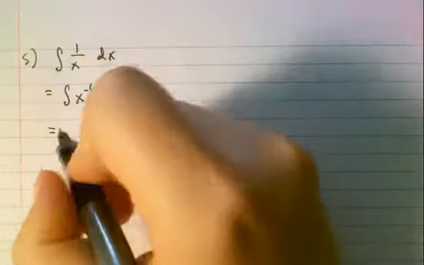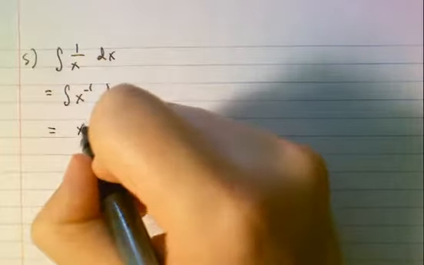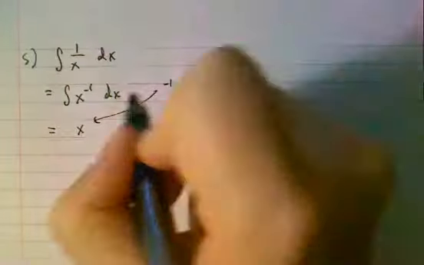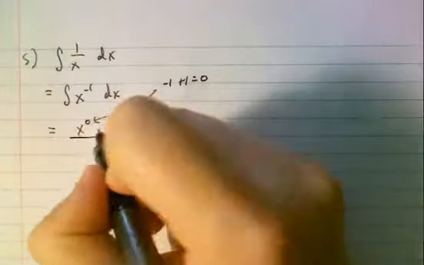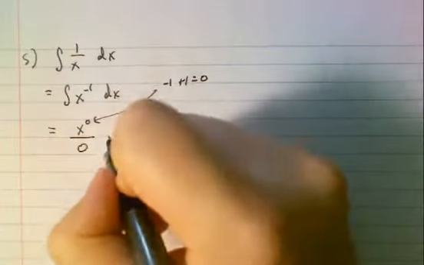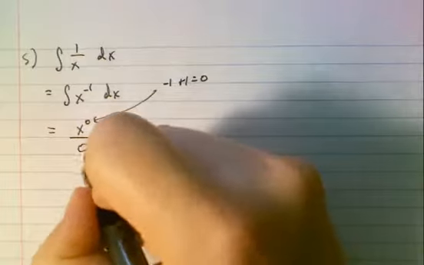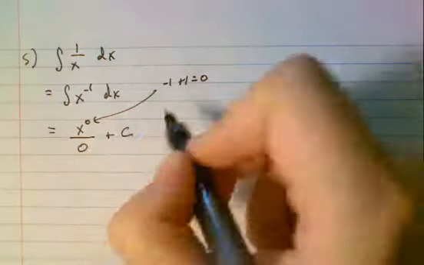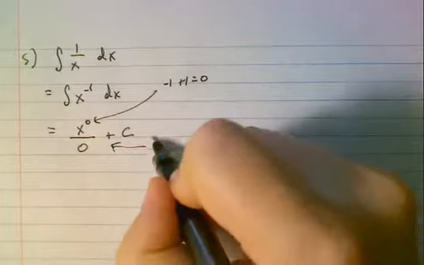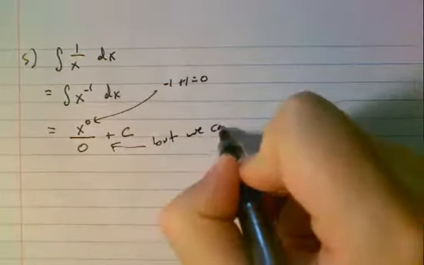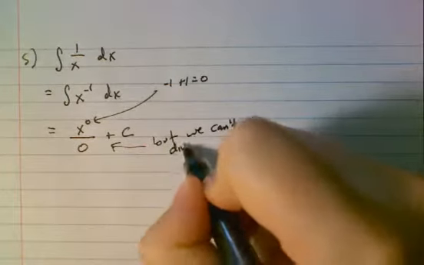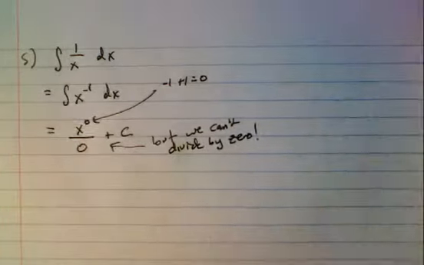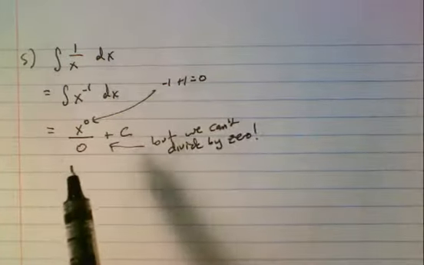And then we're going to apply our power rule, and this is negative 1 plus 1, which equals 0. So that's x to the 0 power. And then we have to divide by our new exponent, so we have to divide by 0. Problem, we can't divide by 0. This is where there's a break in the power rule.